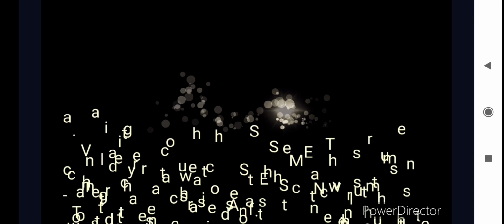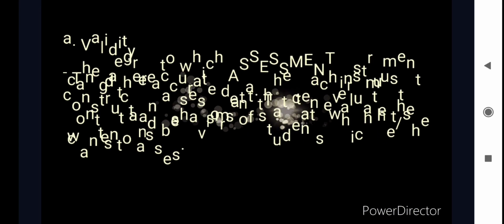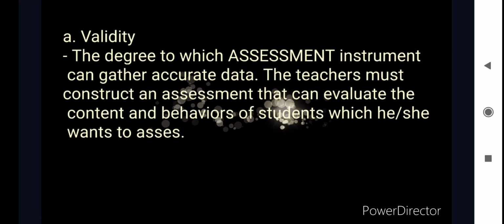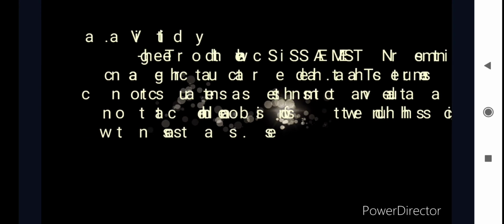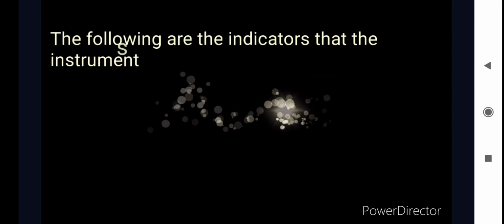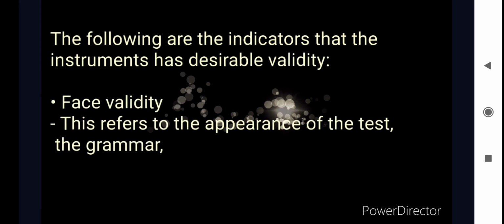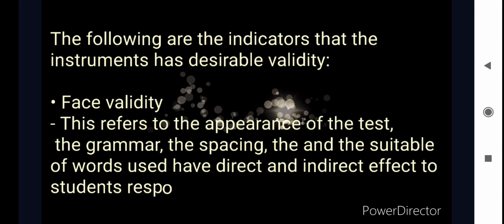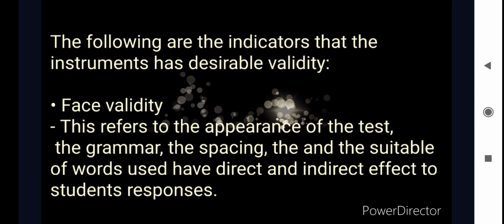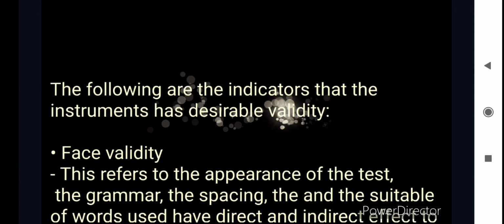A. Validity. The degree to which an assessment instrument can gather accurate data. The teacher must construct an assessment that can evaluate the content and behaviors of students which he or she wants to assess. The following are the indicators that the instrument has desirable validity. Face validity. This refers to the appearance of the test: the grammar, the spacing, and the suitability of words used have direct and indirect effects on the students' responses.